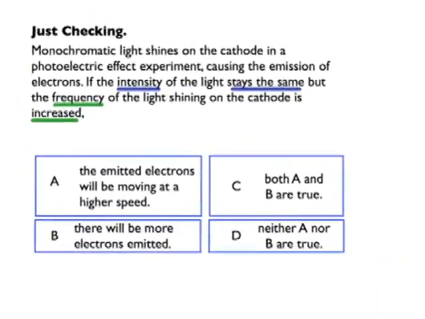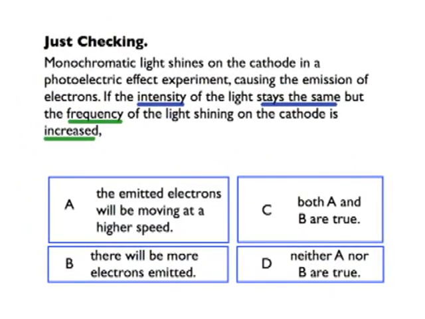All right, let's take a vote. What do we have? People are kind of all over the map on this one. Well, let's talk this one through. The intensity of the light stays the same, but the frequency shining on the cathode is increased. If you change the frequency of the light, what changes about the photons? Their energy. They have more energy. So each photon packs more punch.